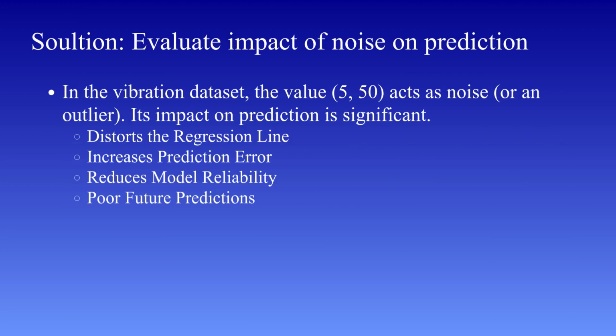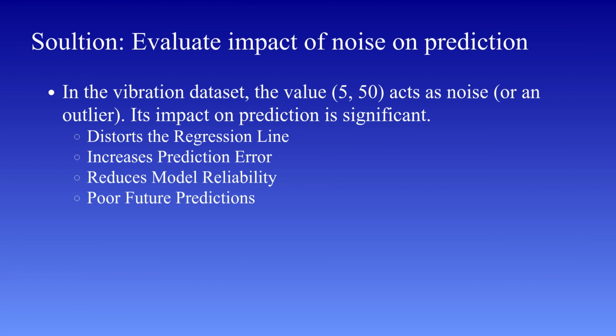Now let us evaluate the impact of noise on prediction using this dataset. In this case, the data point at time 5 with vibration value 50 acts as noise, or we can also consider it as an outlier. This noisy value has a significant impact on the regression model. First, it distorts the regression line. Since linear regression tries to minimize overall error, the model shifts the line toward this extreme value, affecting the fit for all other data points.